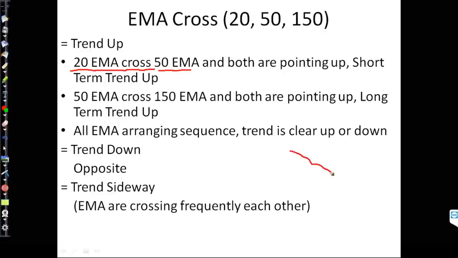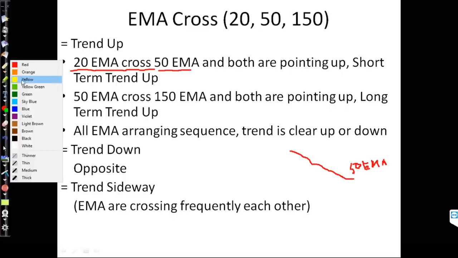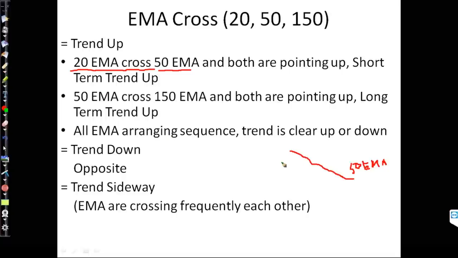Suppose this is the 50, the red one. This is the 50 moving average, 50 EMA, okay. I hope you understand. Let me change the color so it will be visualized properly. Suppose this is the 20 moving average, 20 EMA. When they cross each other, we'll confirm that the trend is changing.